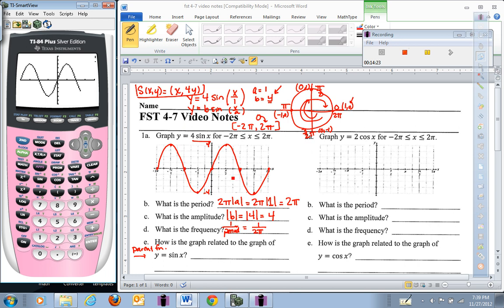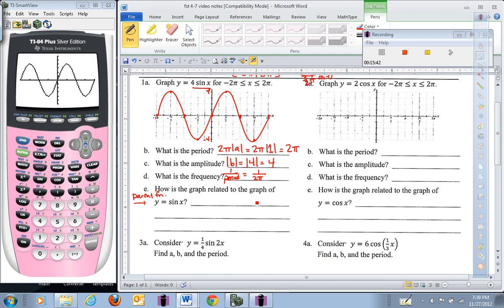It says we're going to graph y equals 2 times the cosine of x, on the same interval from negative 2 pi to 2 pi. All right, now, if you wanted to get really brave, oh, wait a minute, I've got to go back to number 1 here. We forgot to write how the graph is related to this graph right here.